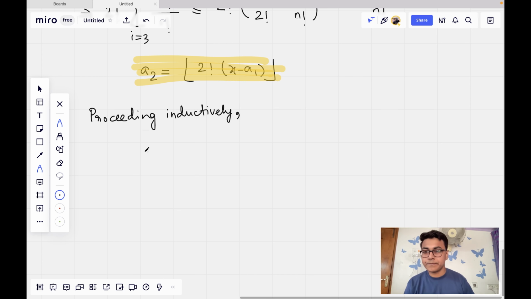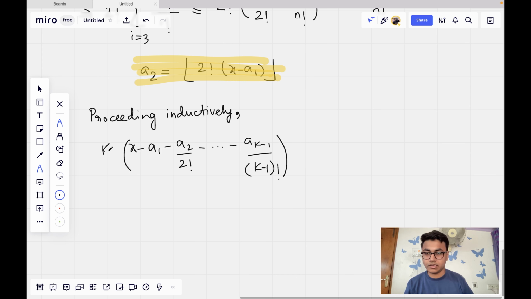proceeding inductively, we look at the kth step. Okay, we look at x minus a1 minus a2 by 2 factorial, all the way to a k minus 1 by k minus 1 factorial, multiplied by k factorial. This is equal to ak. So in this kth step, we are just showing how we are determining the kth coefficient ak.